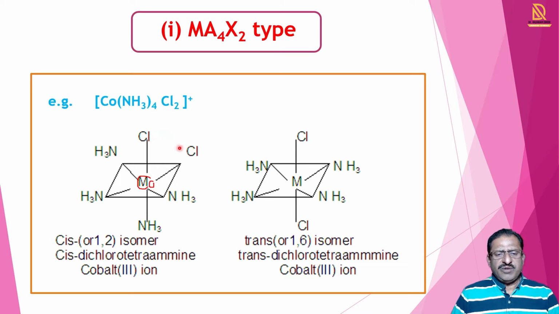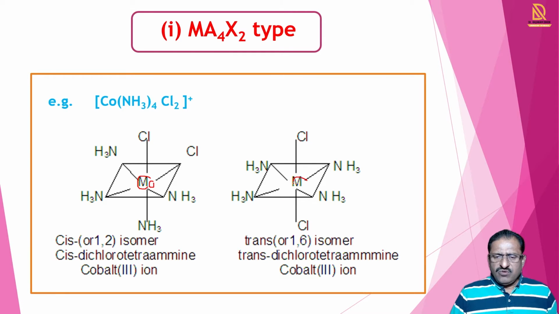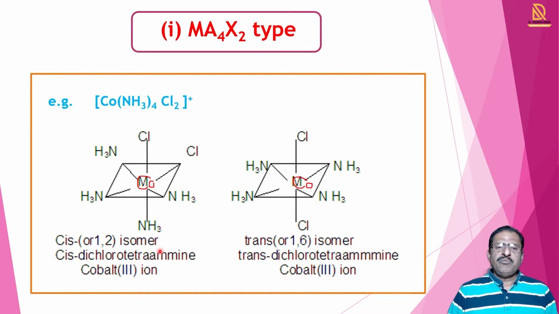with 2 chlorine and the remaining is NH3. So Cl is present at position 1, 2. So this is the cis. Then Cl is present at position number 1 and 6. So this is the trans. Here this metal we have taken as cobalt. Now see, this Cl is at position 1 and 6. So this is trans. And so in the MA4X2 type, we can give the cis and trans phenomena. Now the name of that is cis dichlorotetraammine cobalt(III), trans dichlorotetraammine cobalt(III).